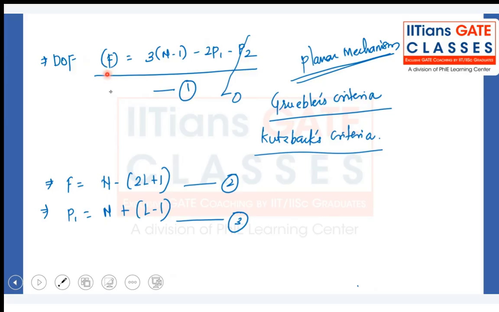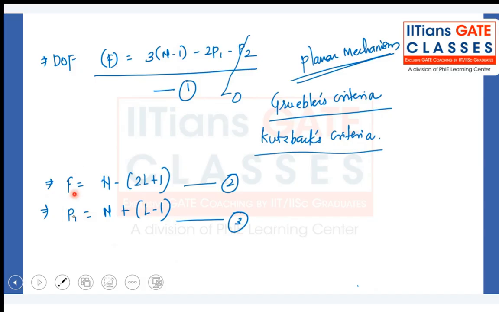So the general formula for a planar mechanism is F = 3(n - 1) - 2P1 - P2. This is Grubler's criterion. When you have all the pairs with 1 degree of freedom, this P2 will become 0, because P2 is a pair with 2 degrees of freedom. If you don't have any pair with 2 degrees of freedom, that will become 0 and your formula will become F = 3(n - 1) - 2P1.